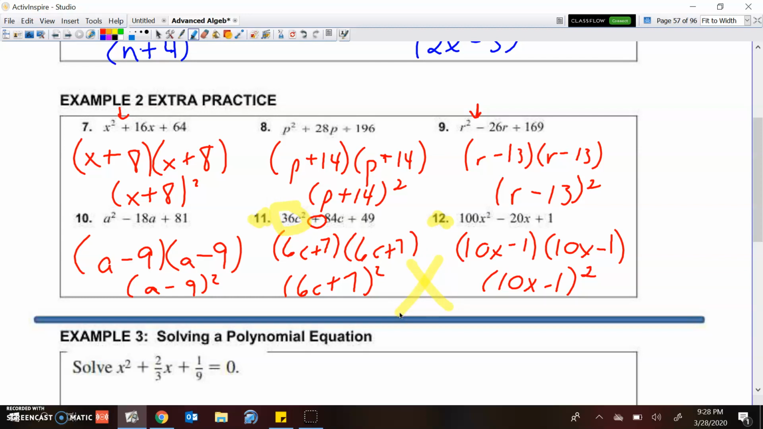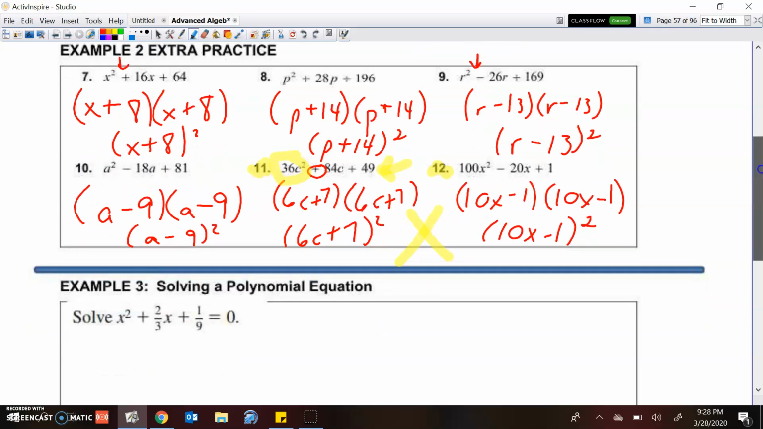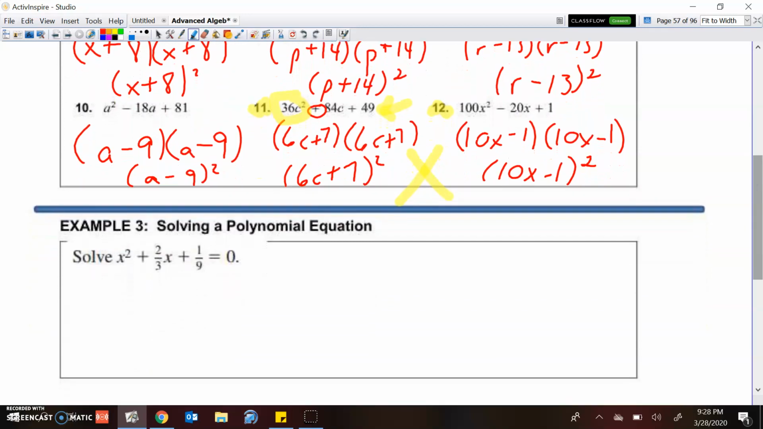For 36: 1 and 36, 2 and 18, 3 and 12, 4 and 9, 6 and 6, not to mention the possibilities for 49. So that's where this pattern is really helpful. If you look at some things and you're like, whoa, that's crazy, then maybe this pattern will apply, okay?